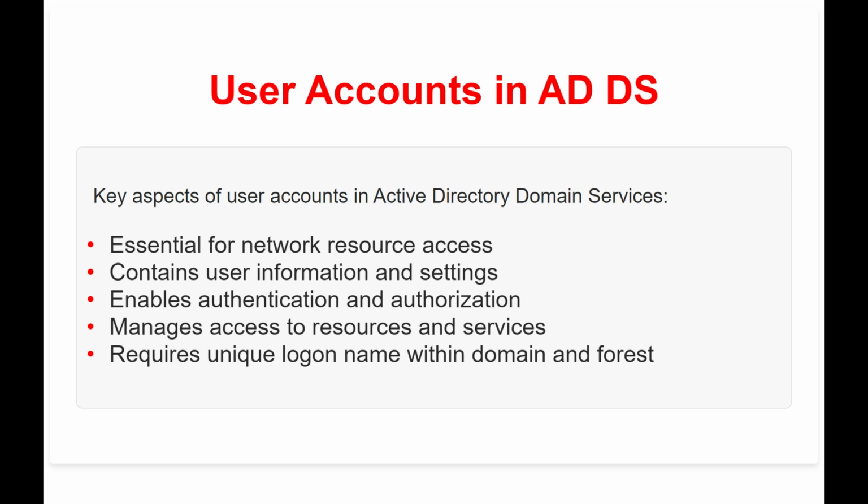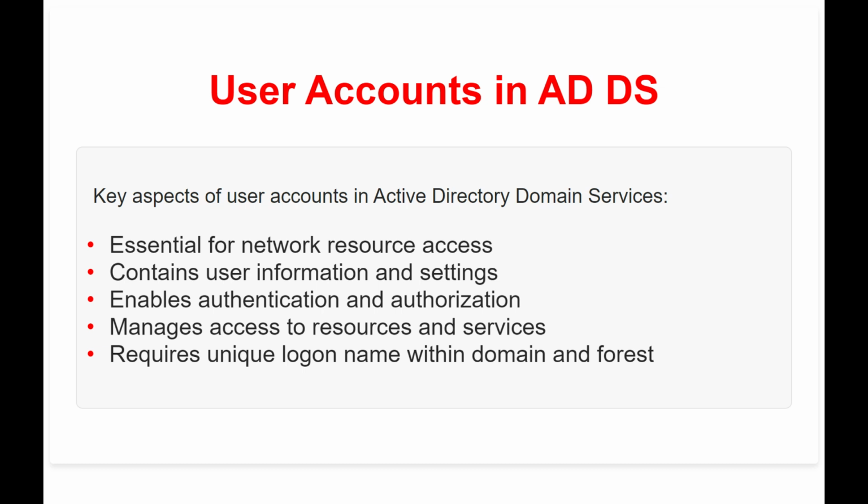In Active Directory Domain Services, ADDS, user accounts play a crucial role in managing access to network resources. Every user who needs to access network resources must have a user account configured in ADDS. This account serves as the user's digital identity within the network environment.